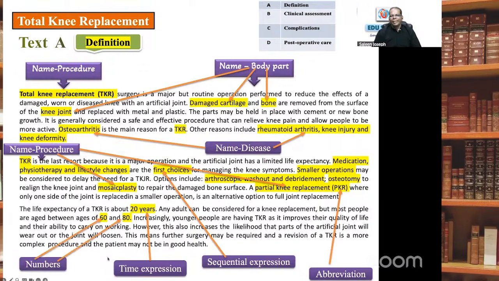Numbers 60 and 80. So this is the idea. This is how you have to write down as you go on reading. Write down these things with a different color pencil or pen on your hard copy. Okay. And put all these arrow marks, circle, and whatever you can do.